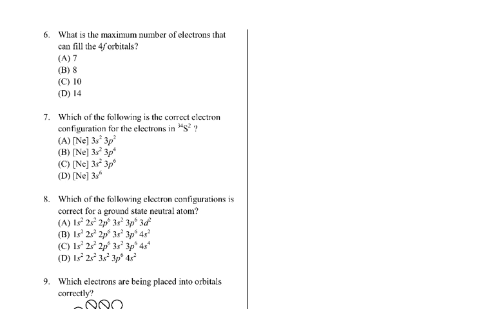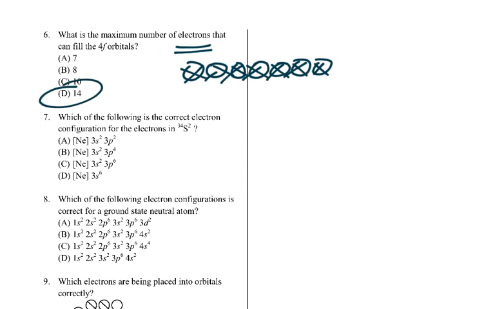Okay, what's the maximum number of electrons that can fill the 4f orbitals? It doesn't matter if it's 4f, 5f, or 6f, f's always come in 7s. We have to memorize that. s, p, d, f: 1, 3, 5, 7. So how many electrons can fit in there? Since each one of these can hold 2, that's going to be 14 electrons.